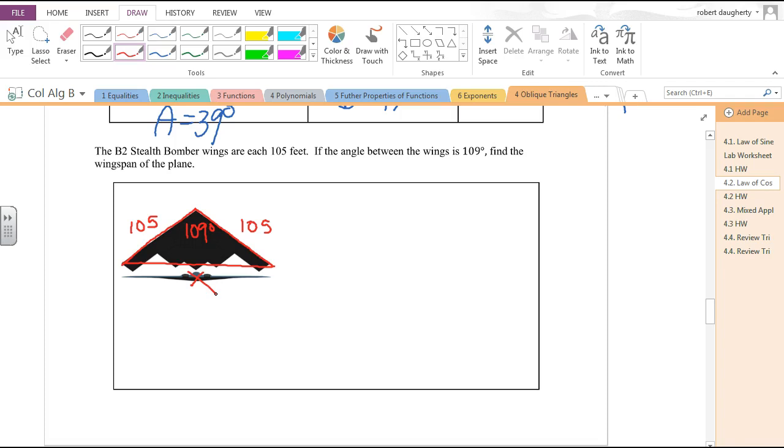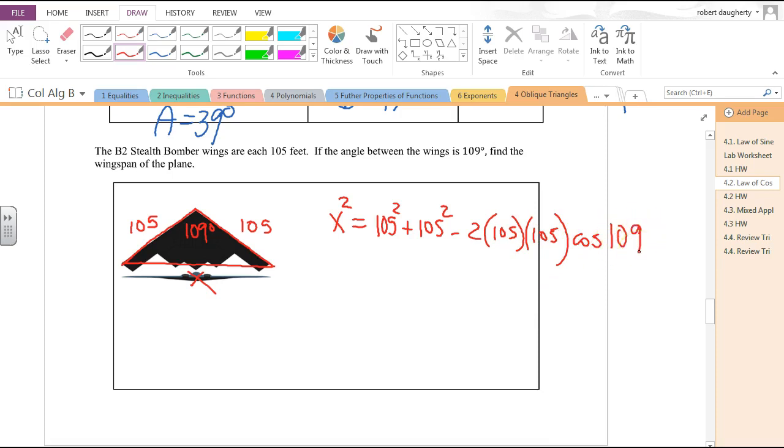Now, can I use the law of sine? No, because I don't know an angle and its opposite side. But I do know, what are the two use cases for law of cosine? Yeah, two sides and the angle in between, or all three sides. Which one is this? This is two sides and the angle in between. So I want to solve for this. So according to the law of cosine, x squared is going to equal what? Yeah, 105 squared plus 105 squared minus 2 times 105 times 105 and the cosine of what?